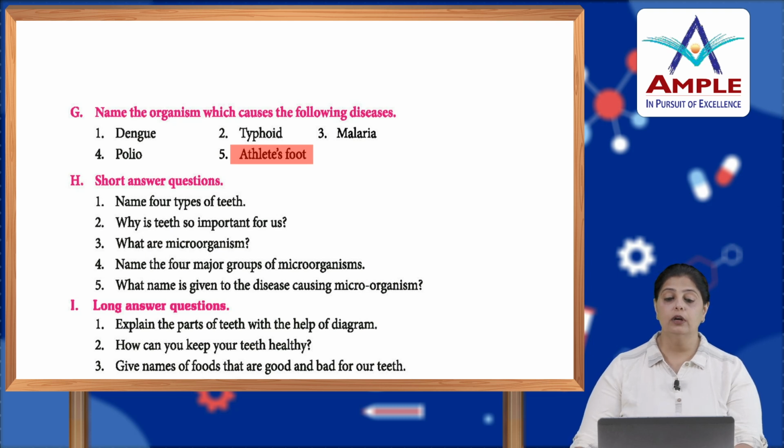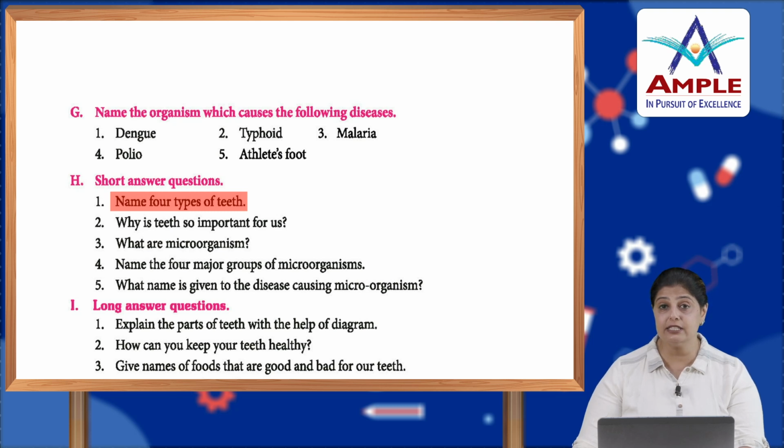Now short answer type questions. Name 4 types of teeth. We all know this: incisors, canines, molars and premolars. Why are teeth important for us? They help us to bite our food, they give the shape to our face.